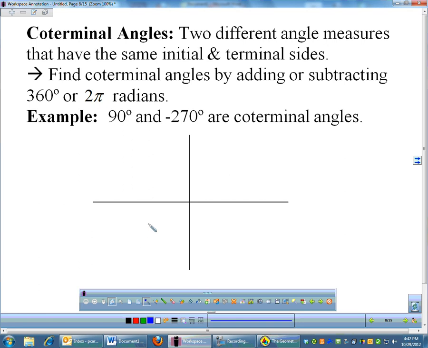Okay, coterminal angles. Coterminal angles are two different angle measures, but they still end up in the same place. They have the same initial and terminal sides. You do this by either adding or subtracting 2 pi or 360 degrees. What we're going to do here, and I gave you an example of 90 and 270 degrees. I chose those two angles because they're a little bit easy. Hopefully you know what 90 degrees is. It's a right angle.